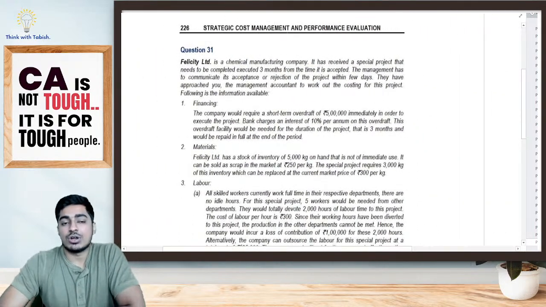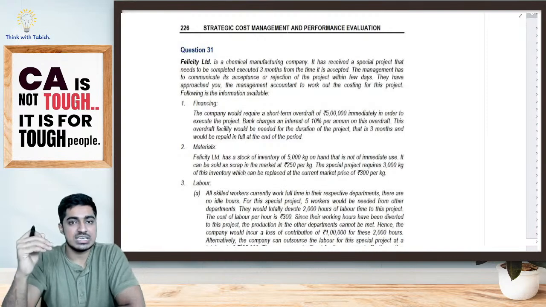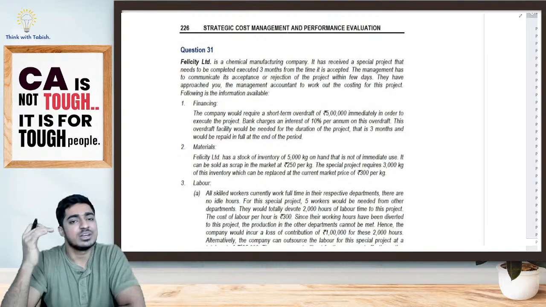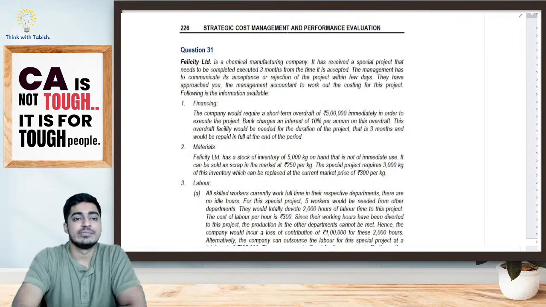If students do not have the book, you can search on Google for ICAI Final. You will get their website there. Go to SCMPE. In the study material, there should be an additional case study booklet or something like that. You can download it. It is somewhere around 300 pages. We'll be solving all the questions from that as well. Don't worry. Yes, question number 31.